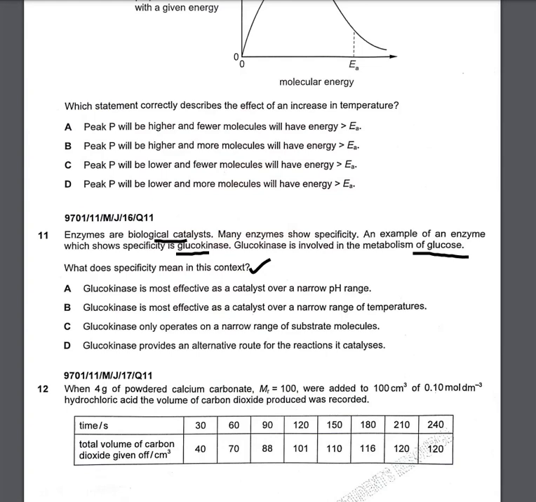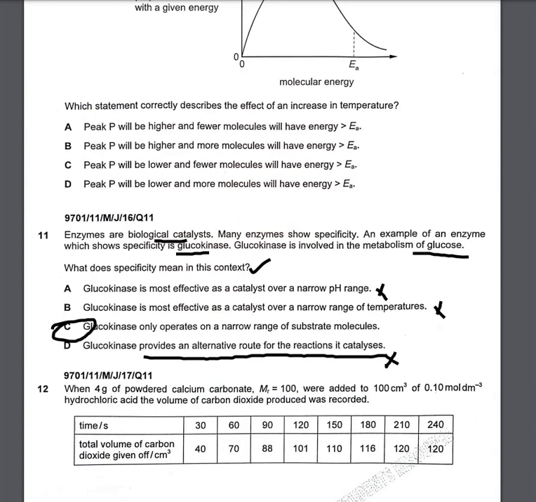Glucokinase is most effective catalyst over a narrow pH range. This is of the optimum pH. This is of the optimum temperature. Glucokinase provides an alternative route for the reaction it catalyzes. Yes, it does, but this is not in the context of specificity.